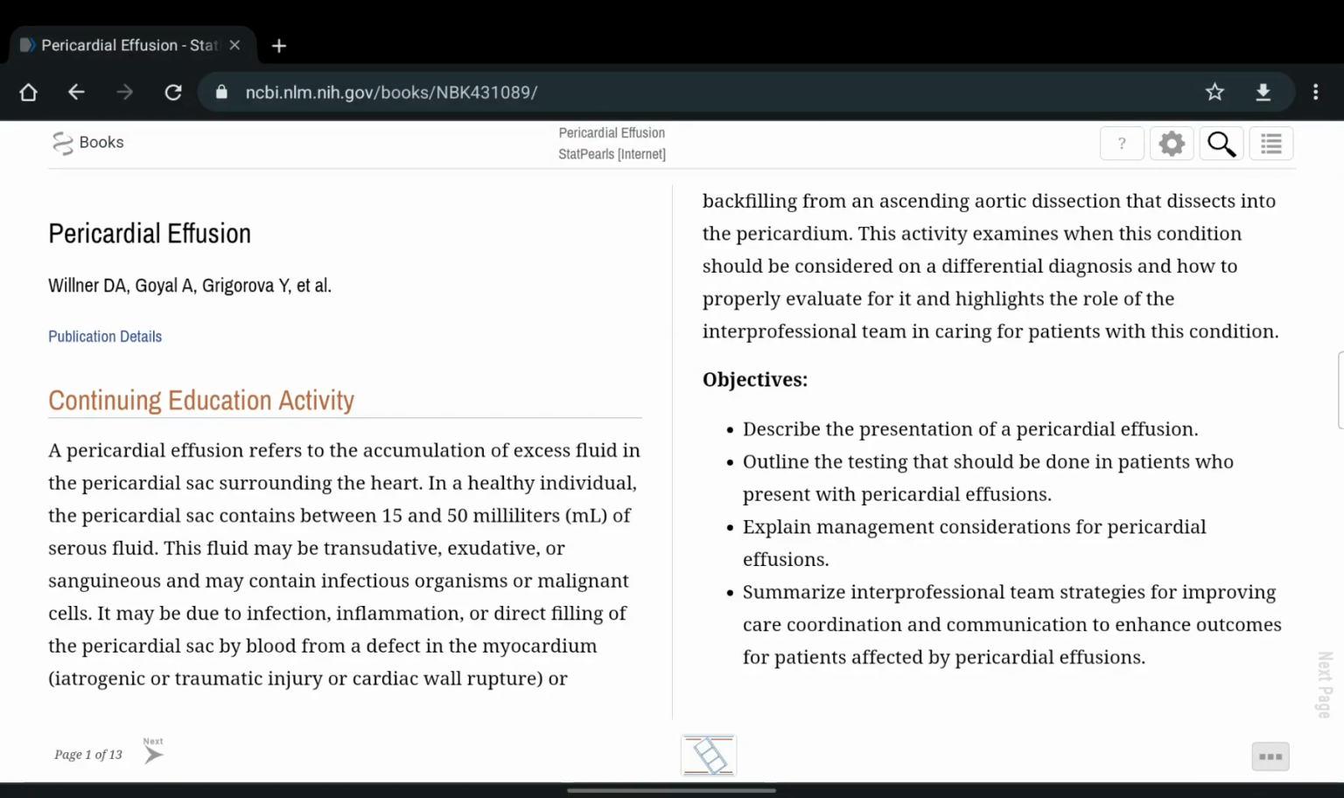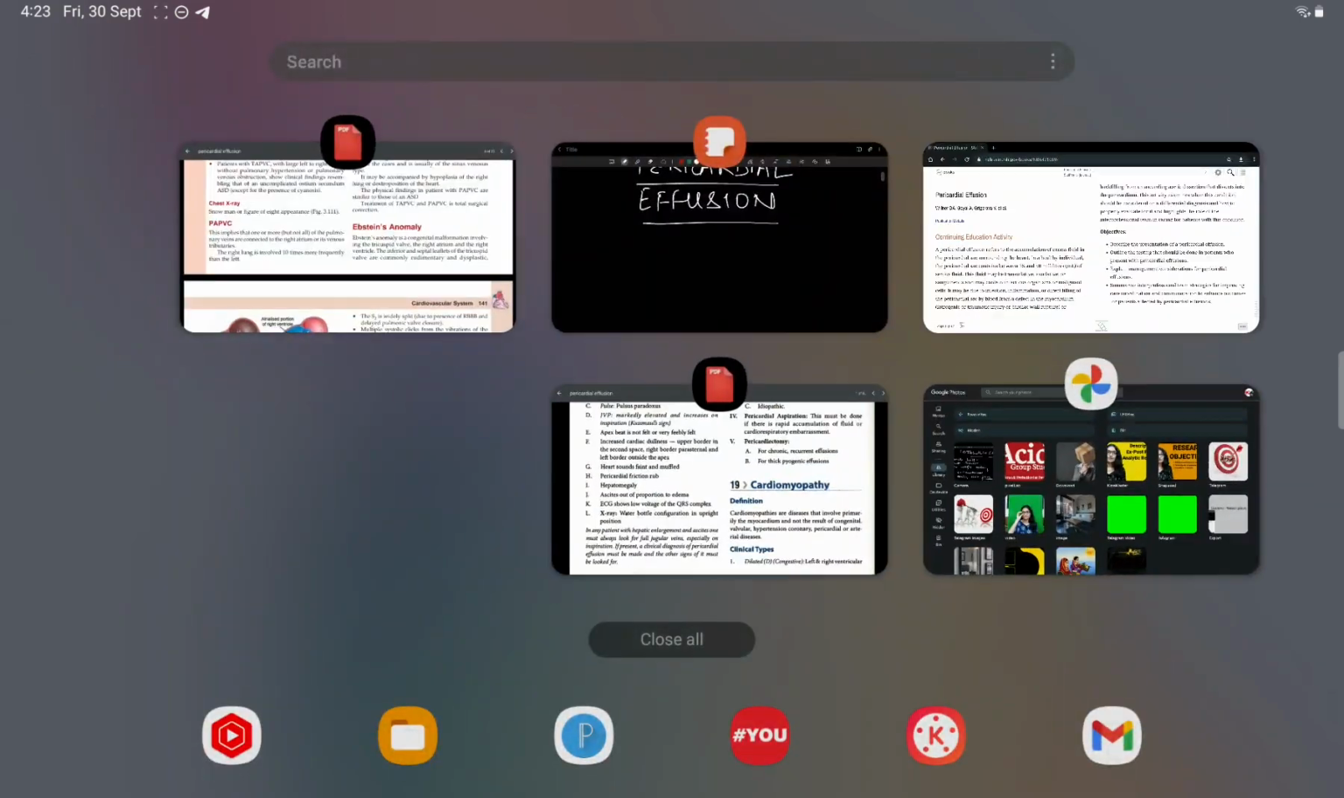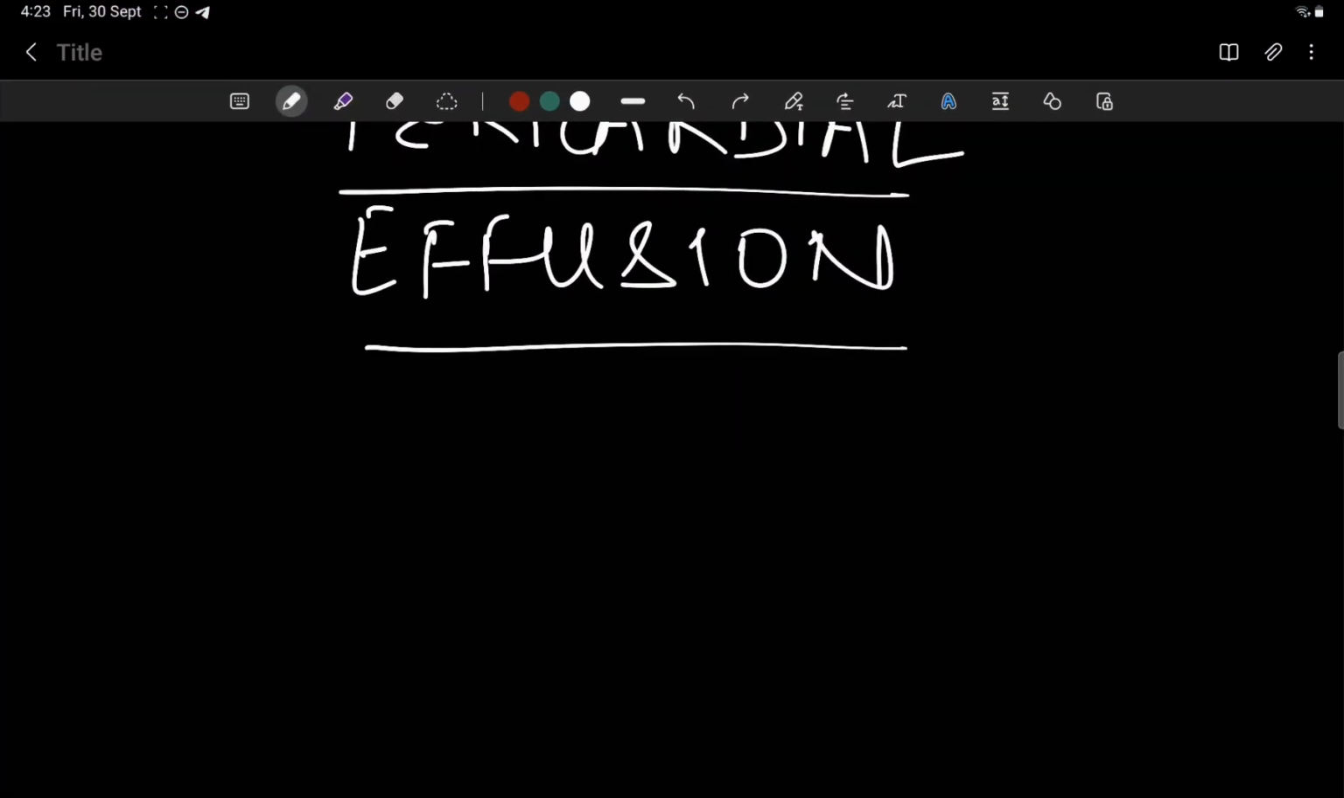Okay, so today I am going to tell you about pericardial effusion, and from where I am reading, I am going to provide you the link in the description below. And always make a habit to read from authentic sources. So, this is from a very authentic source. It is an NCBI article on pericardial effusion. Let's see what pericardial effusion actually is.